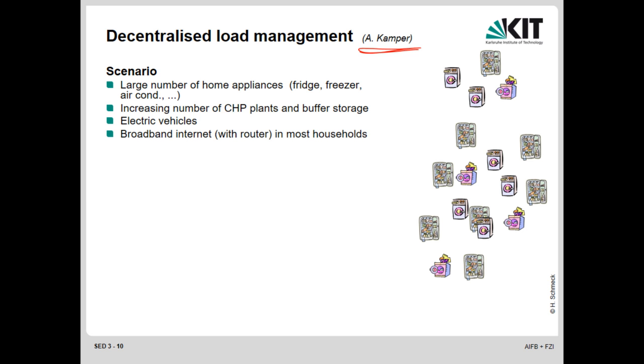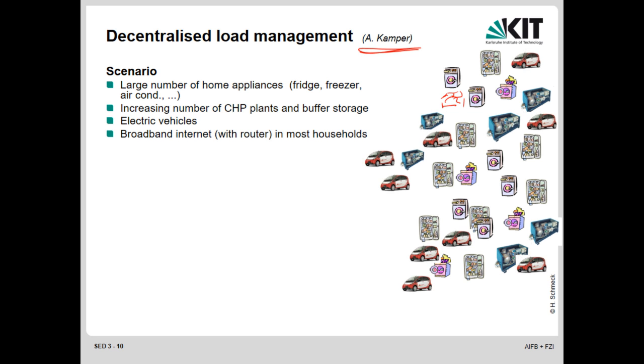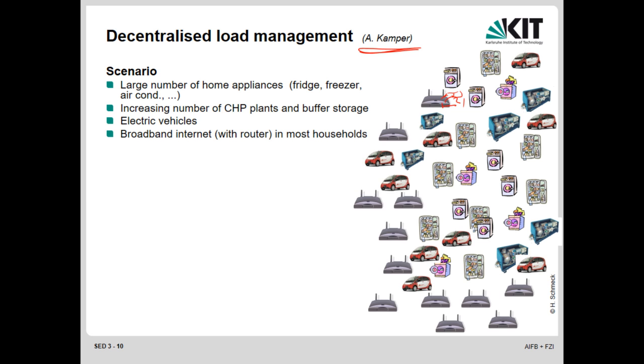Nevertheless, there is a large number of appliances that are available. There is an increasing number of combined heat and power plants, which can provide power and heat. And also buffer storage. I could have also put some batteries in here, so we could also have more batteries in there. And we have electric vehicles, hopefully even more increasing now that we have all these incentives for buying electric vehicles. And we have communication facilities. So this is what is there anyway. And now we should try to make best possible use of the degrees of freedom, of the flexibility potential that is associated with this scenario.